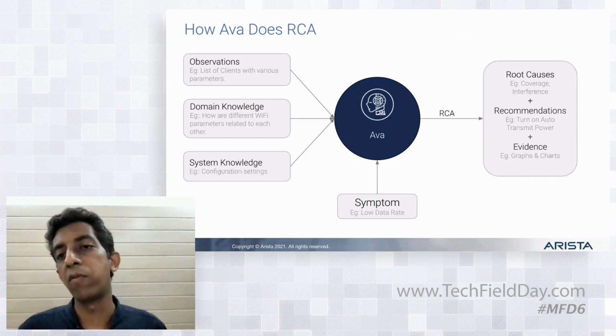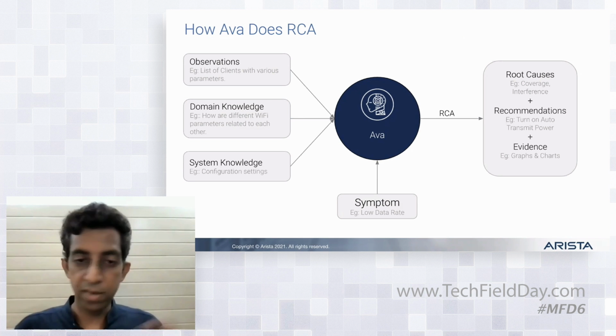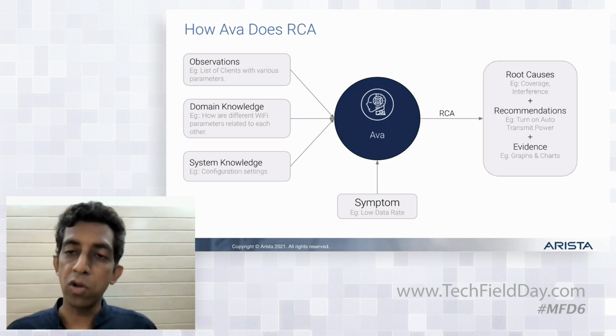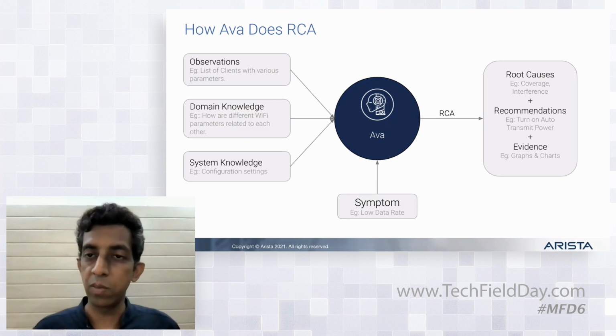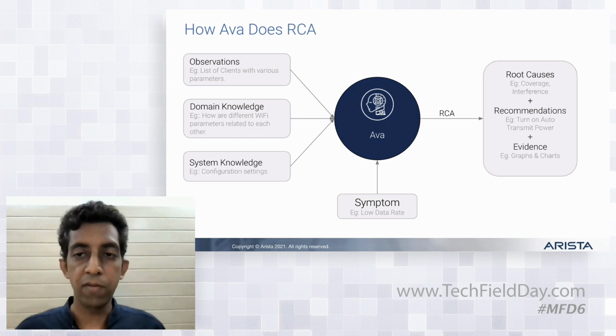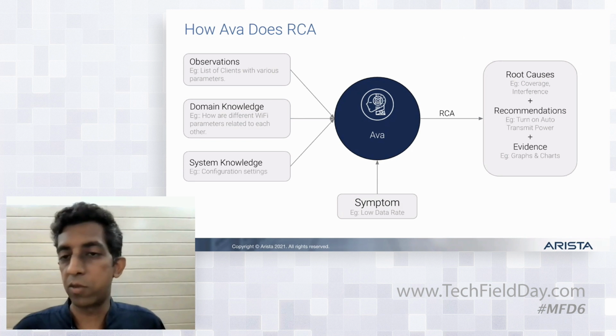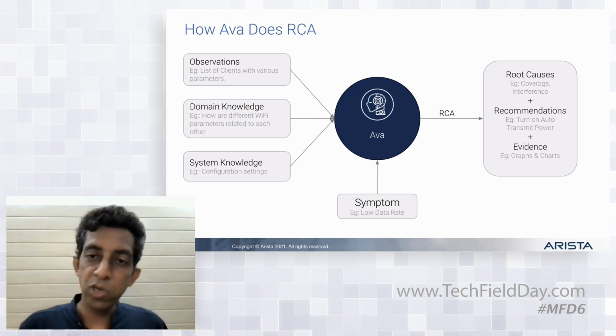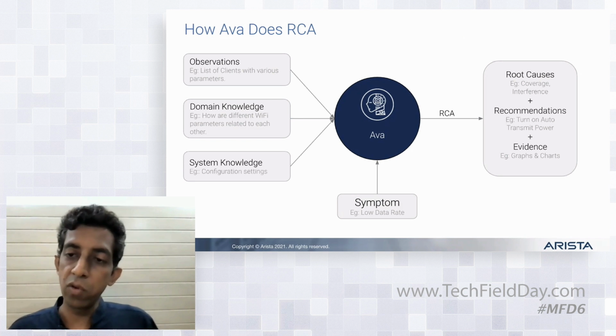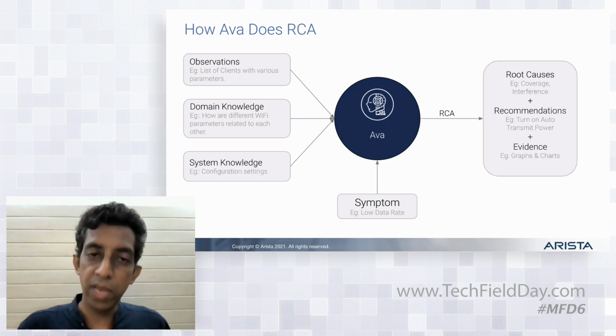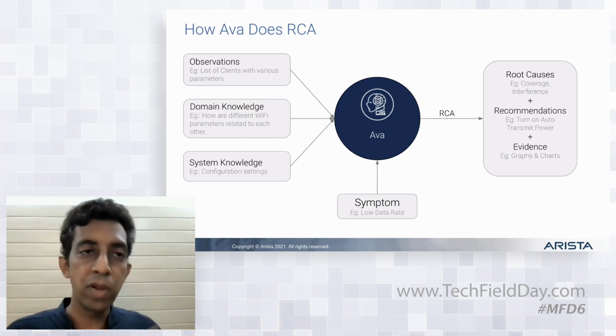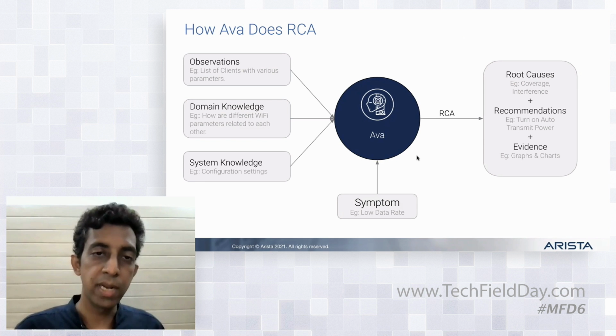and it gives you the root causes, what is responsible for this symptom, let's say low data rate. It also gives you some recommendations, actionable things that you can do, like, for example, turning on auto transmit power. And it supports that with evidence. So it doesn't leave you just with its own opinion. It gives you the evidence why it thinks what it thinks. So we'll look at each of these things in detail.